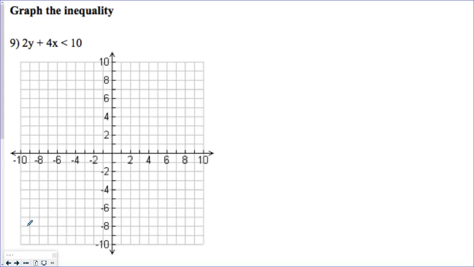And the last part's about graphing. So graphing inequality can be a little tricky at first. So the first thing you want to do when graphing an inequality is to get it in slope-intercept form. So basically, you want to solve for y. You want y to be by itself. So let's find this out.